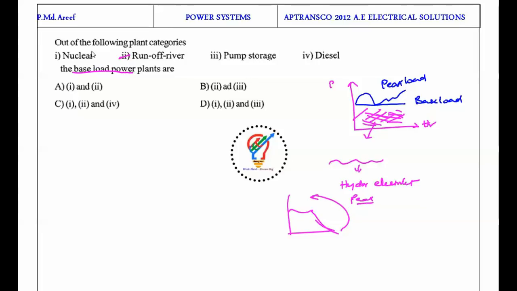Similarly nuclear also, because we cannot play with the fission. Once it has started, we have to continuously use the power. So among the given options, nuclear and run-of-river power plants are the base load power plants. We can use the pumped storage power plant and diesel as peak load power plants. So the option is 1 and 2, and option A is the right option for this question. Next question.